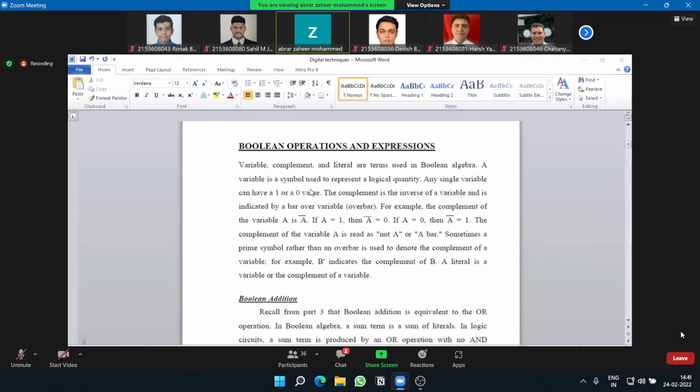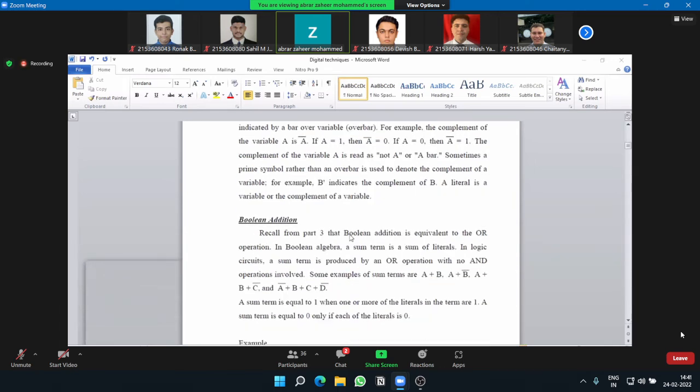Now we'll see the Boolean addition. What is the Boolean addition? It is equivalent to the OR operation. If the two inputs are A and B, the OR operation is A plus B. Addition is equivalent to the OR operation.